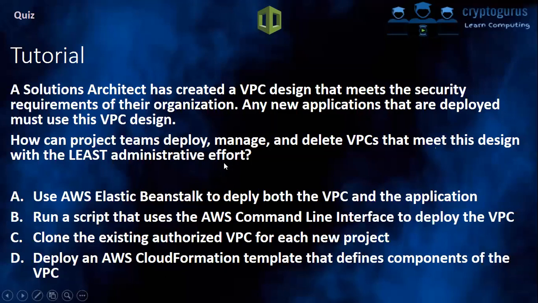So here the keyword is what? That least administrative effort, right? So least administrative effort means that you have to try to lessen the manual effort as much as possible, and that is possible only through CloudFormation, right? So what we can do in this scenario is deploy an AWS CloudFormation template that defines the components of the VPC. And also we can specify whatever security requirements we have in the CloudFormation template.